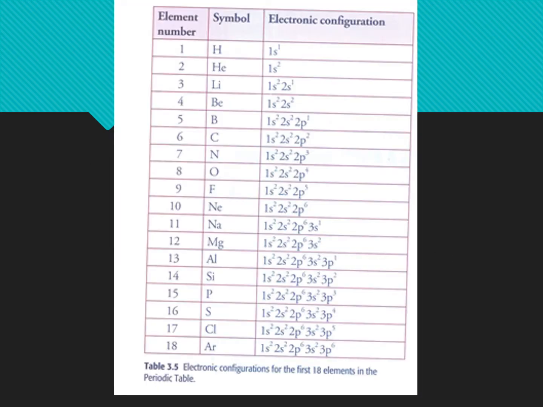Here are some other examples in your text. You can see as you add up the number of electrons, the superscripts give you the total number of electrons of the neutral atom. So carbon has 6 electrons, that's 2 in the 1s, 2 in the 2s, and then 2 in the 2p, which gives you 6 electrons.